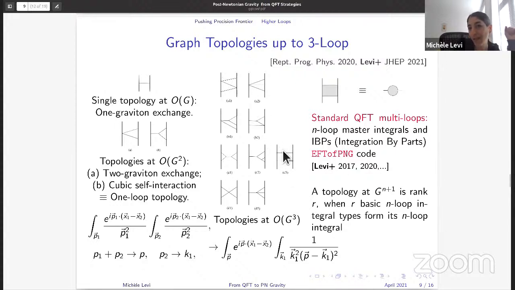It's a 2-rank, which means that it's the first one that actually needs integration by parts, because you can express the integral only as some kind of a sum that you have to work out in order to get to 2 other basic types of integrals.